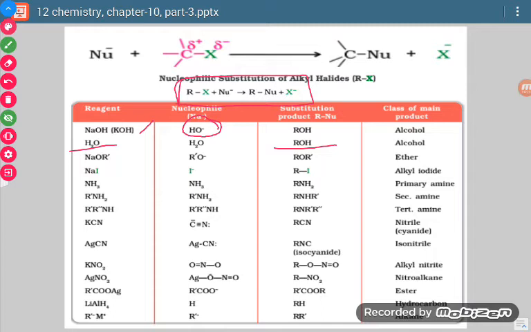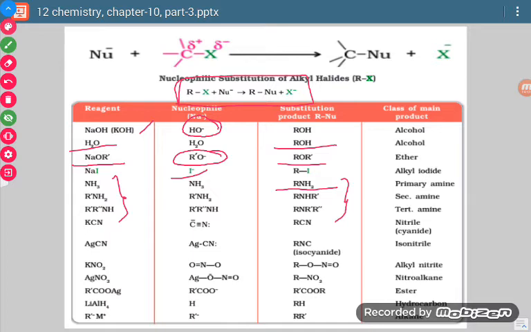Okay, similarly, if we take sodium alkoxide, then the alkoxide ion will be the nucleophile, and this will take the place of the halogen group. Okay, and there will be formation of ether. Similarly, sodium iodide will replace with iodide ion. Ammonia will form amines. Okay, so if you keep on taking ammonia derivatives, it will form primary, secondary and tertiary amines.